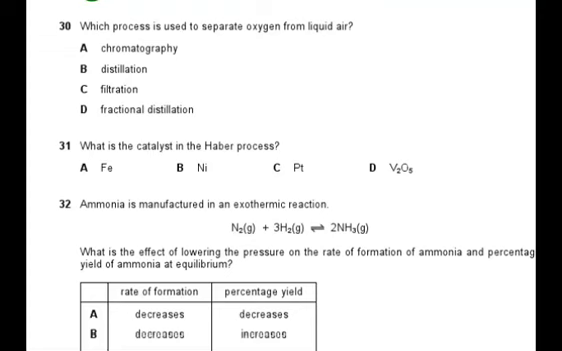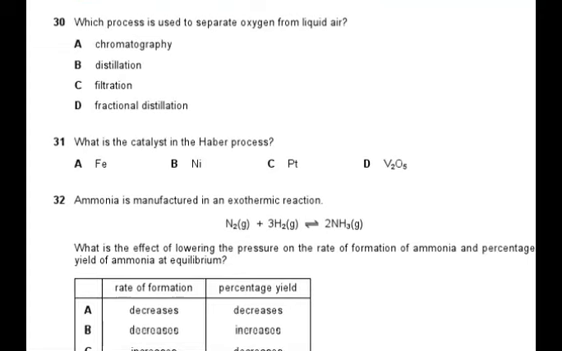Okay, which process is used to separate oxygen from liquid air? So this is due to fractional distillation, because nitrogen and oxygen have their own separate boiling points. Okay, 31. What is the catalyst in Haber process? So it's iron powder. 31 is A.